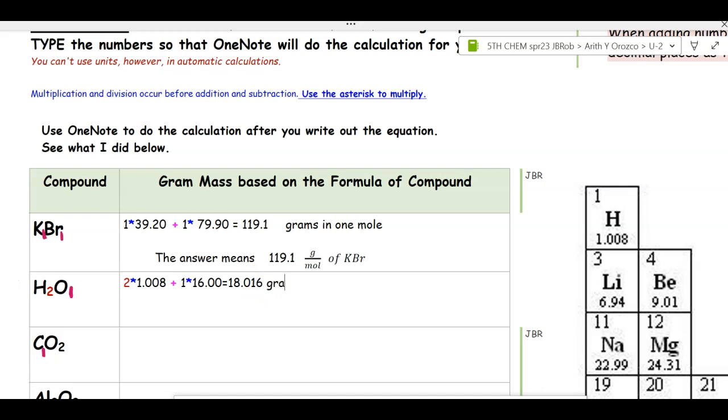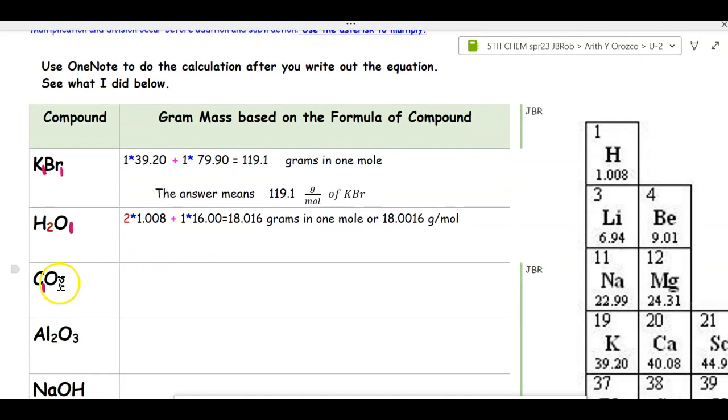And if I put grams here, an amount we can see and measure out, that means that's the amount in 1 mole of it, or 18.016 grams per mol. All right, of water.